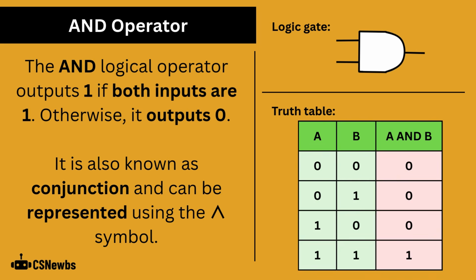The AND logical operator outputs 1 if both inputs are 1, otherwise it will output 0. The operator is also known as conjunction, and it can be represented using that symbol which looks like a capital A, but without the horizontal line. The logic gate is a semicircle, and the truth table shows that it will only output 1 if both A and B are 1. Any other combination will output 0.